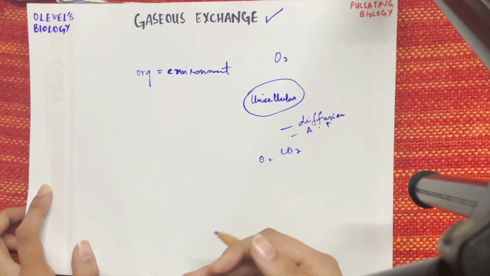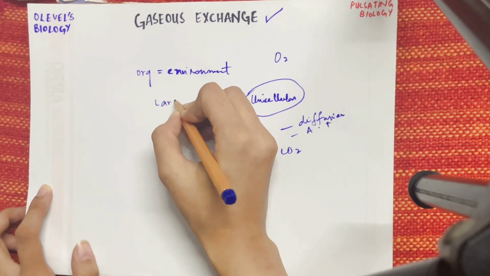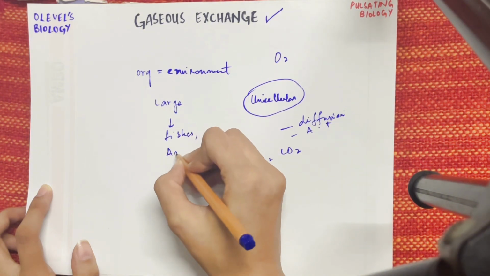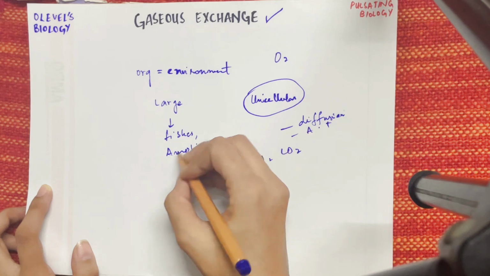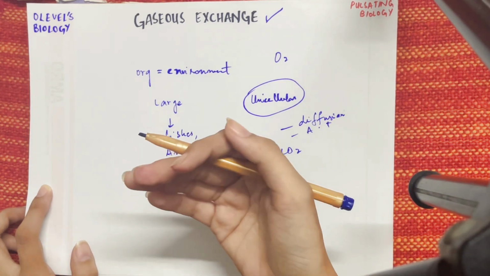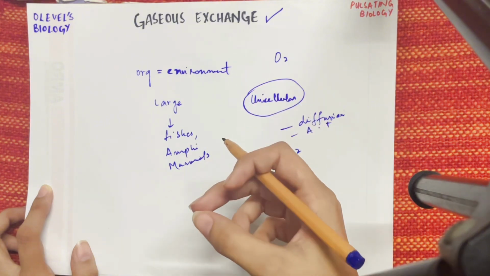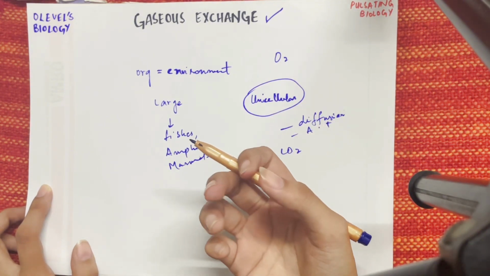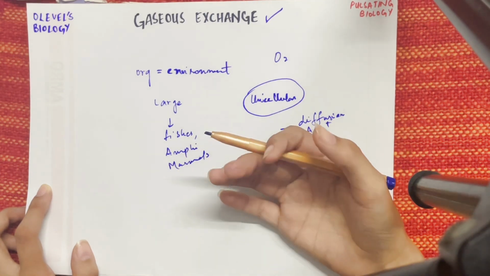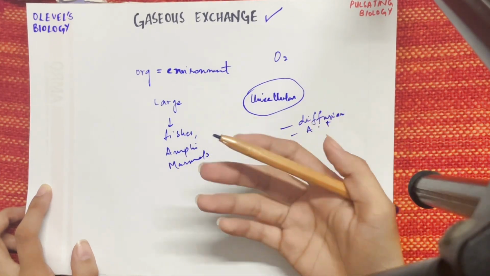But when you talk about larger animals, for example fishes, amphibians, or even mammals, we say that compared to unicellular organisms they have a smaller surface area to volume ratio. As a result, they have certain special organs that are responsible for gas exchange.